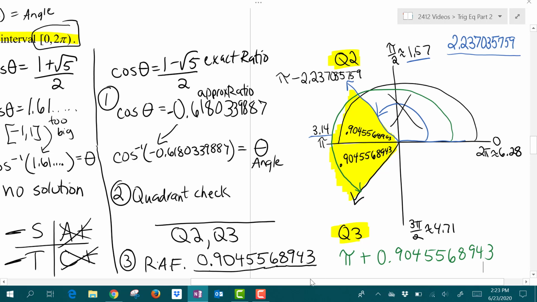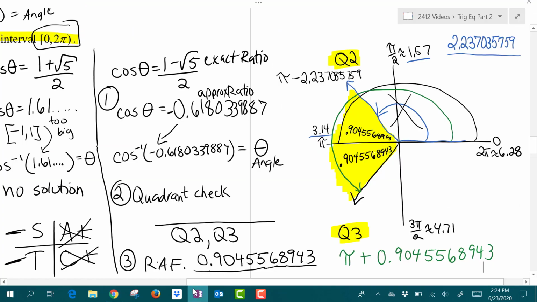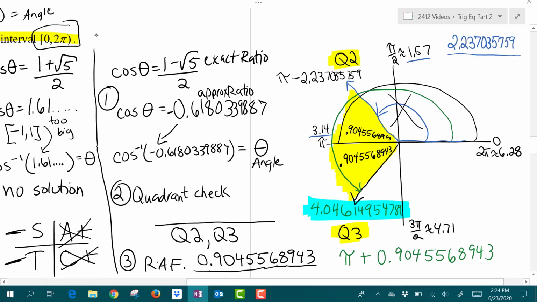Alright, let's put that into our calculator and see what we get. When I put that into my calculator, pi plus that reference angle, I get about 4.046 and so on. I'm going to copy that down to our notes. So here's the angle that our calculator gave us for pi plus that reference angle. Let's double check. Is it a quadrant 3 angle? For it to be a quadrant 3 angle, it has to be between 3.14 and 4.71 approximately, and it is. So it's definitely a quadrant 3 angle.